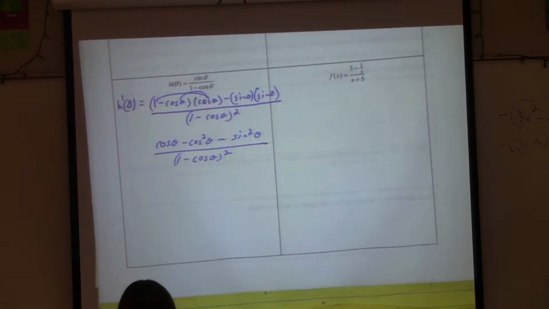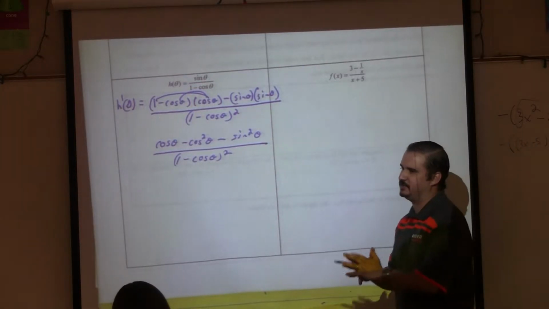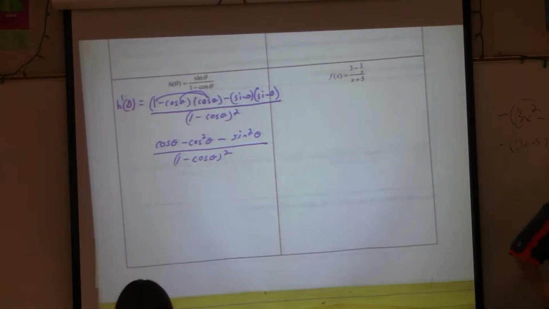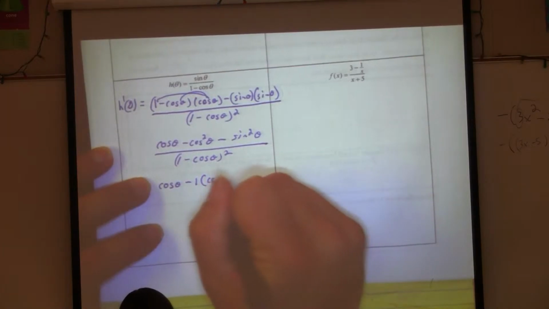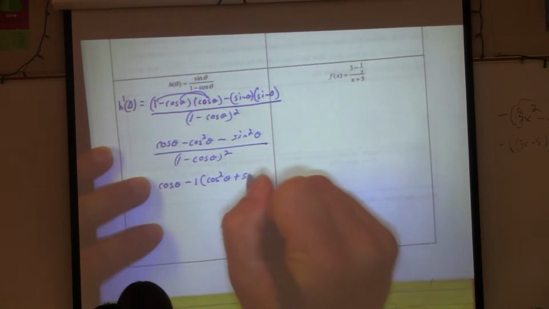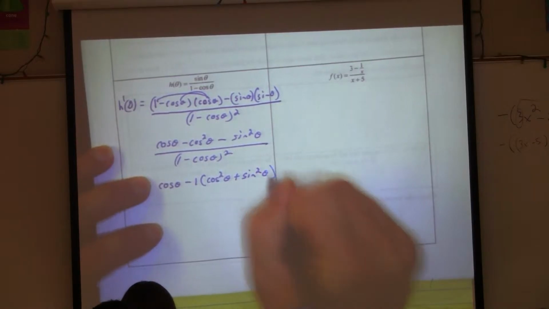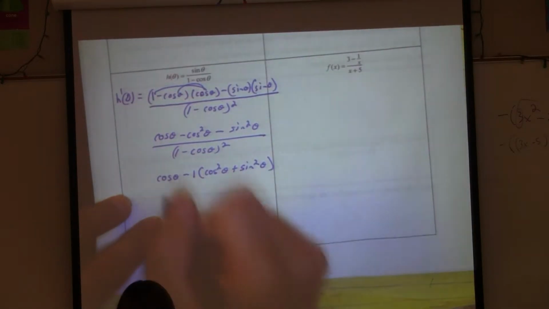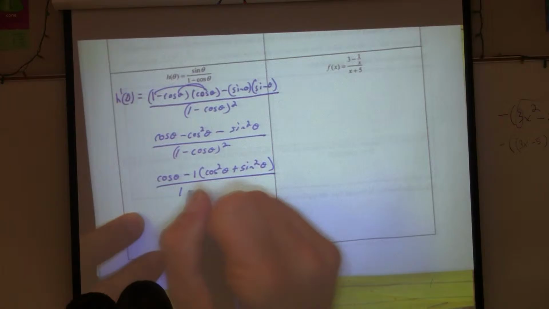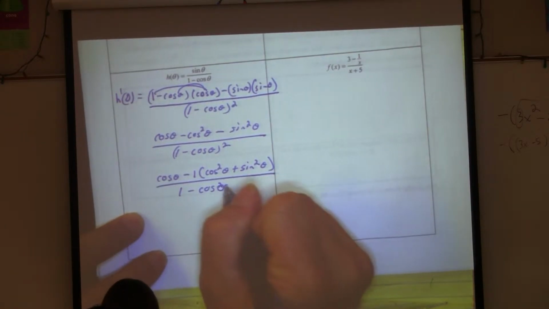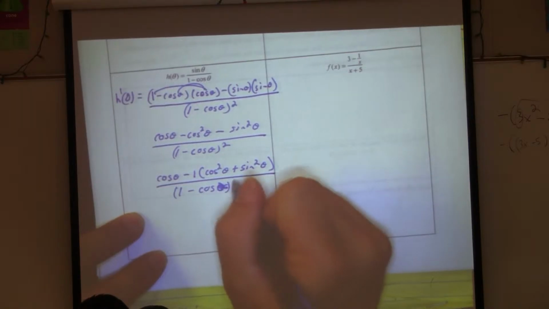Okay, what could we do here? We got that cosine squared and that sine squared, but if it were addition, then we could make it 1. So can I make them both positive? Yes. What could I do? So I could say cosine theta minus 1 times what? Cosine squared plus sine squared? I just took out a negative from these two. Do you understand? Are we okay? Yeah. 1 minus cosine theta squared.